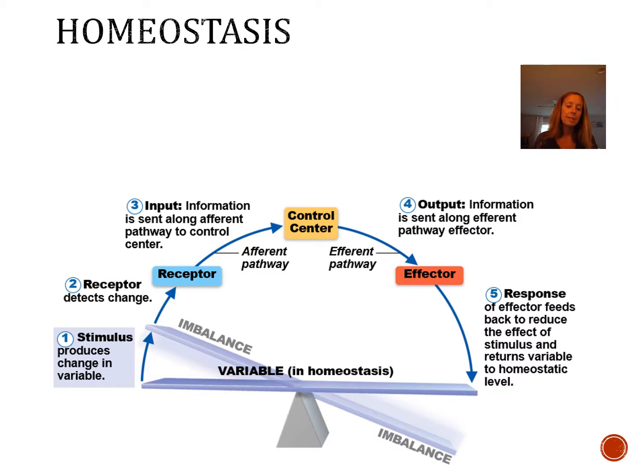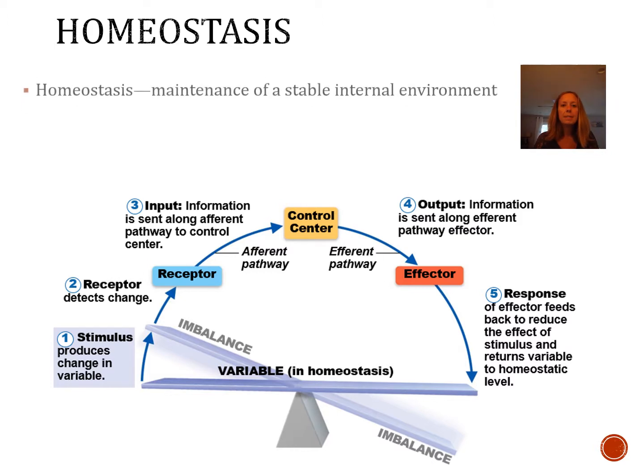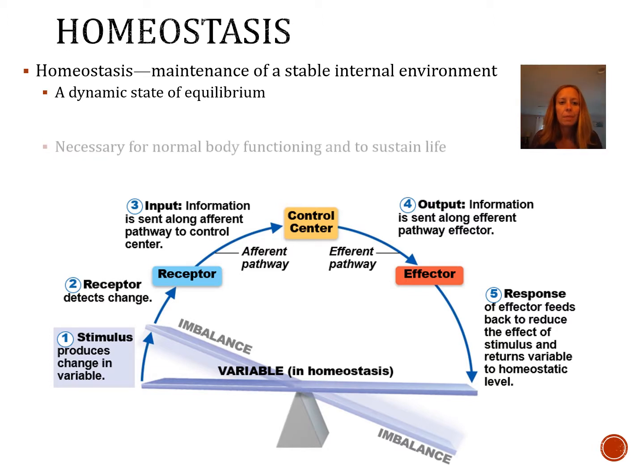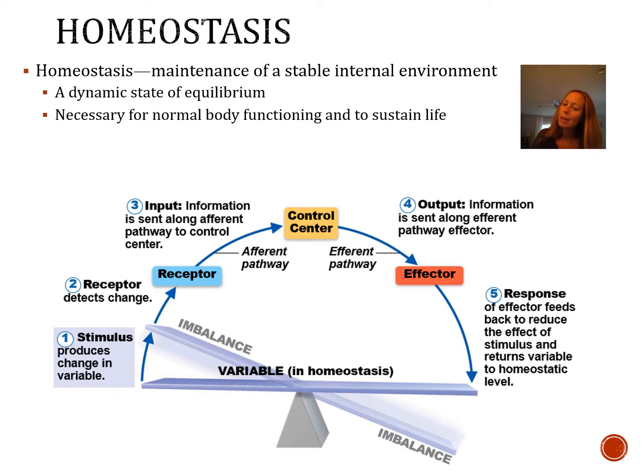Next, homeostasis. So homeostasis is maintaining a stable internal environment. This is going to be a state of equilibrium or balance. That's why we have this scale here. It's necessary for our body to work appropriately and for us to maintain life.